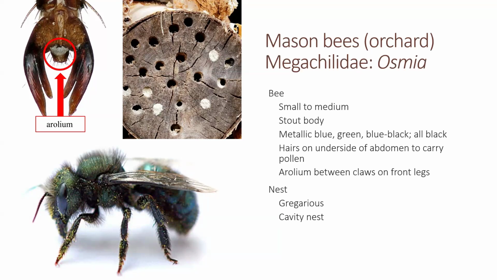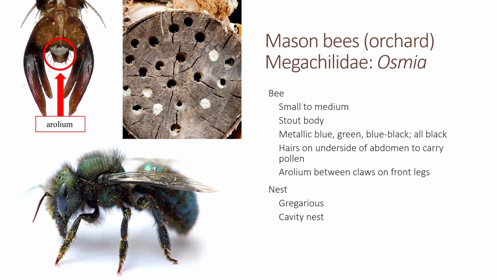These are a small to medium-sized bee. They do have a very stout body. So this is kind of one of the big body bees, even though they are a small bee. They are black to blue-black to metallic blue to metallic green. They are going to have very hairy bodies usually, and this is one of the bees that are going to carry that pollen on hairs that are found on the underside of the abdomen.